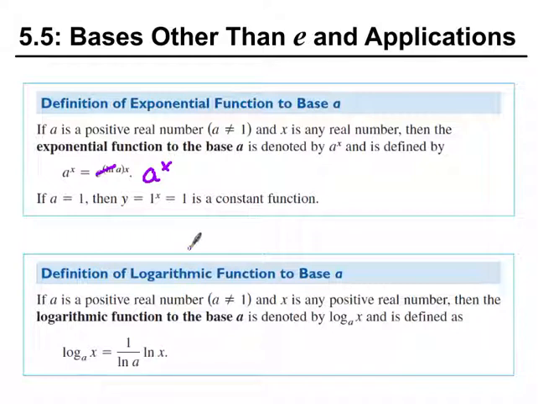Okay, and so now we're going to actually define a logarithmic function to base a. That basically states if a is a positive real number and x is any positive real number, then the logarithmic function to the base a is denoted by log base a of x and is defined as, okay, log base a of x equals 1 over the natural log of a times the natural log of x.